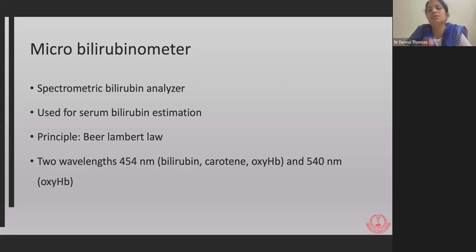You cannot use this for estimation of bilirubin of a 1.5 month, 2 month old child, because the baby will have higher values of carotene. How does the baby get it? Through the breast milk. So the mother will be taking vegetables, carrot and everything, and that will go into the breast milk, and the baby will eventually have carotene, which will interfere in the estimation of the bilirubin.